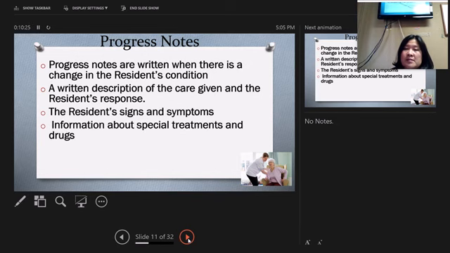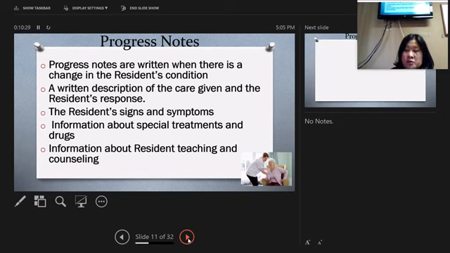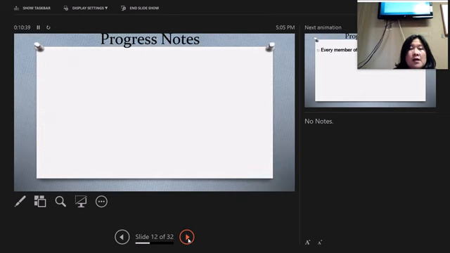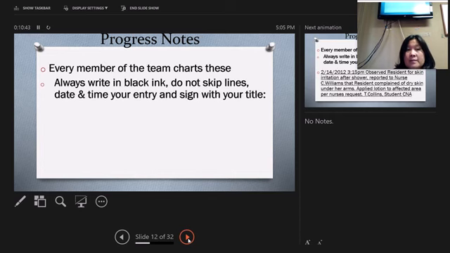So information about special treatments, special medications, or what the nurses write about. Doctors write progress notes every day about seeing the patients. We write progress notes about the teaching and the education and the counseling that we gave to the patients. Basically, if it wasn't documented, it wasn't done. So if we teach them anything, we need to write it down.